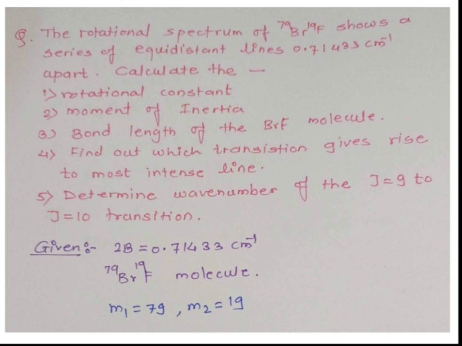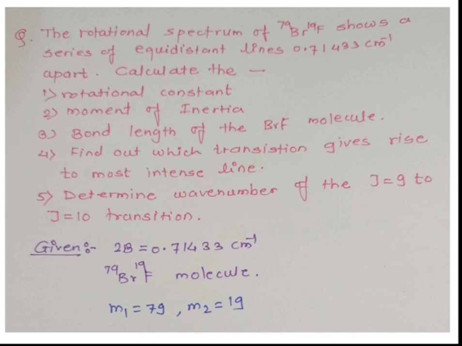moment of inertia capital I, bond length of the BrF molecule, that is R, and then we have to find out which transition gives rise to the most intense line, that is J max, and lastly we have to find out the wave number of the transition J equal to 9 to J equal to 10. In this case the transition is changed, so obviously the wave number value will be different.